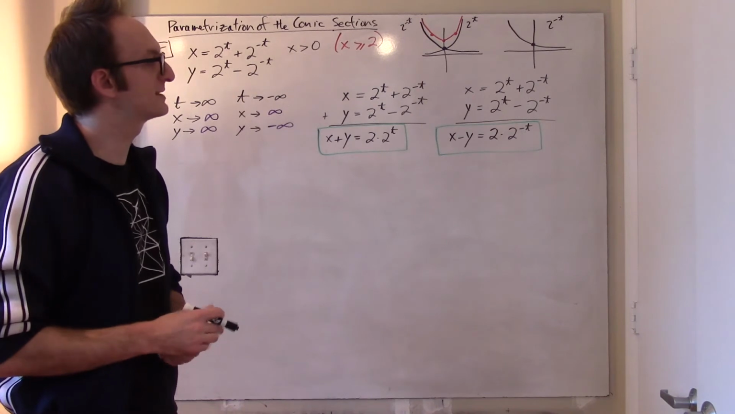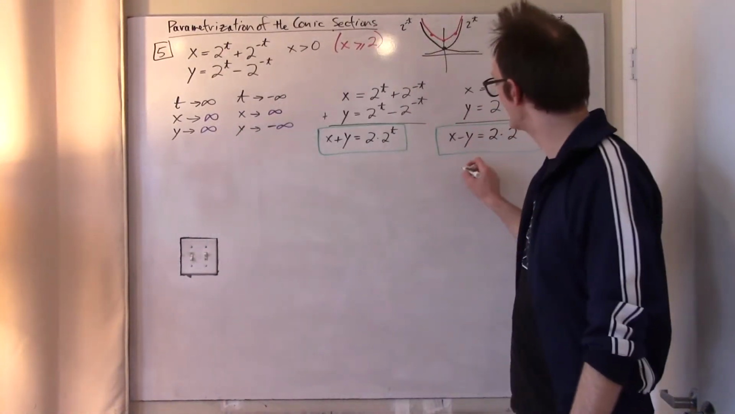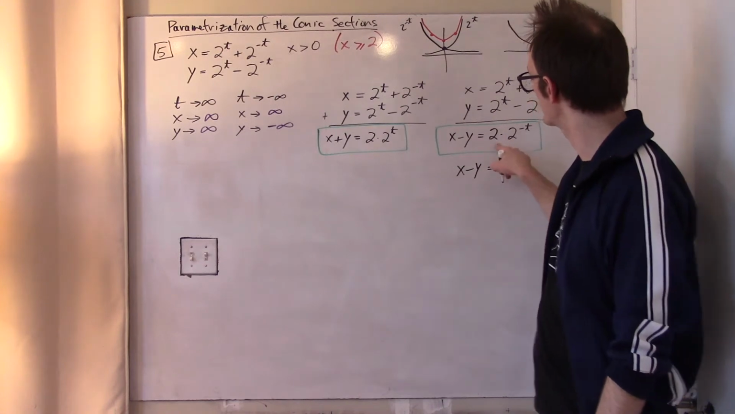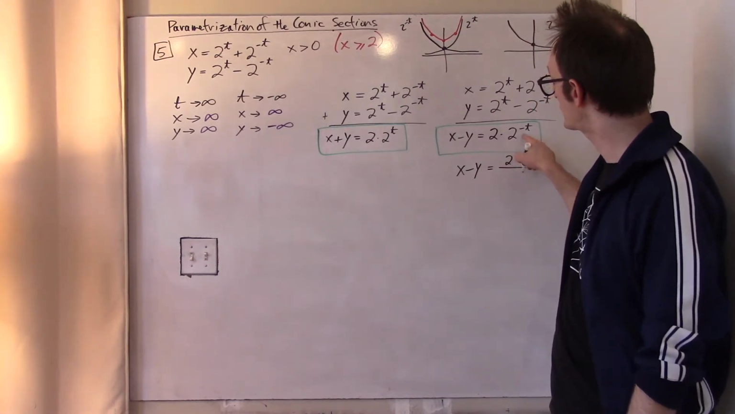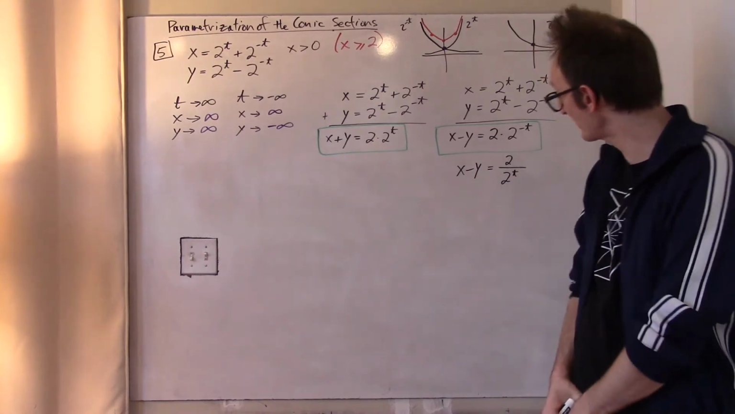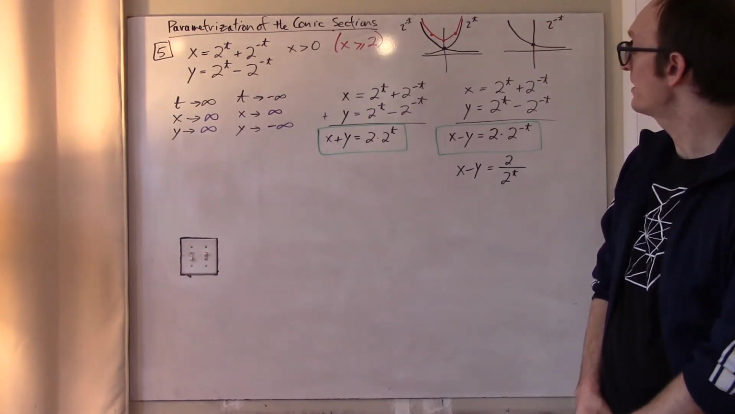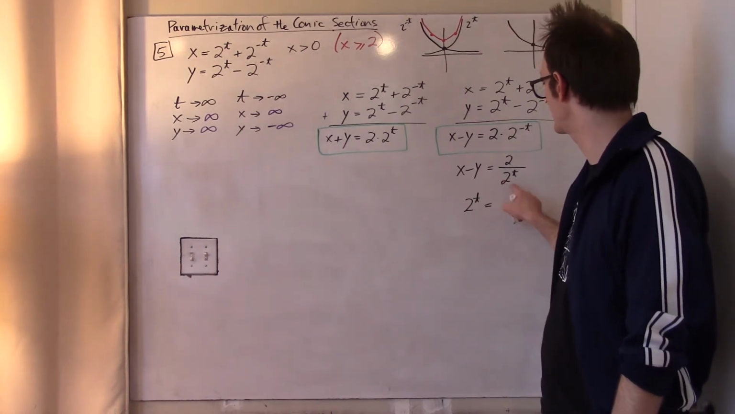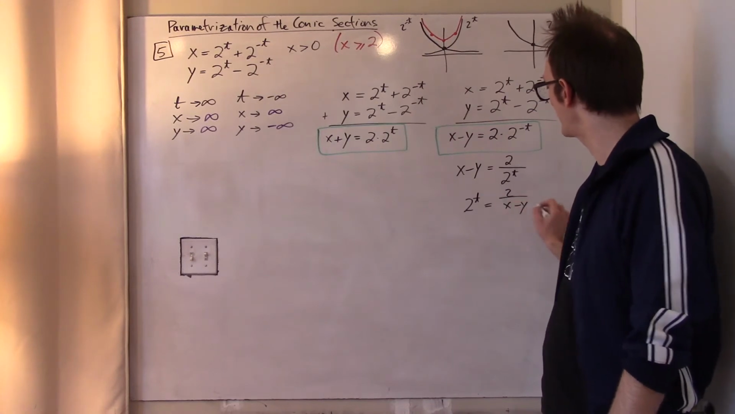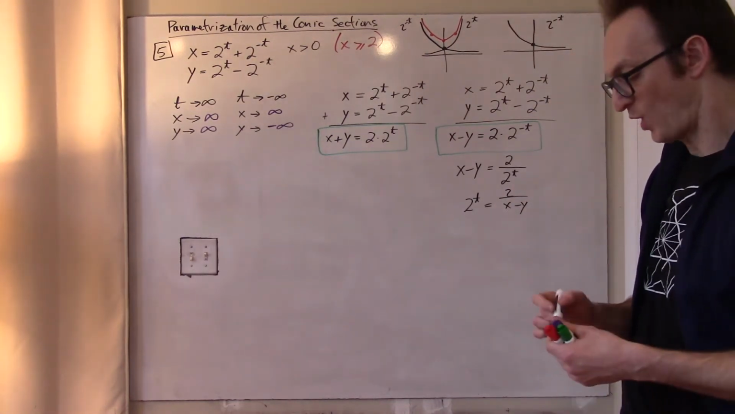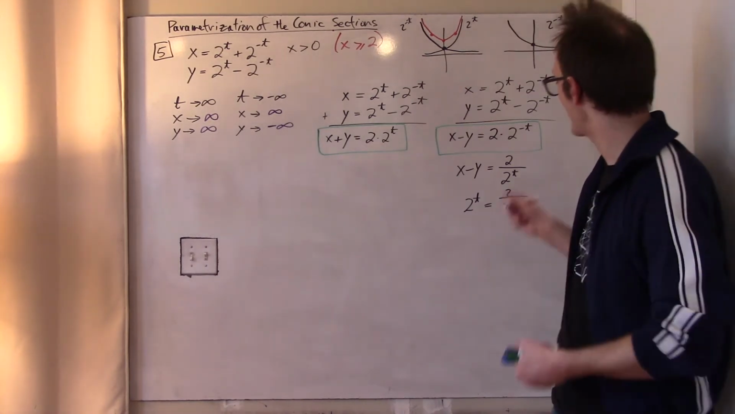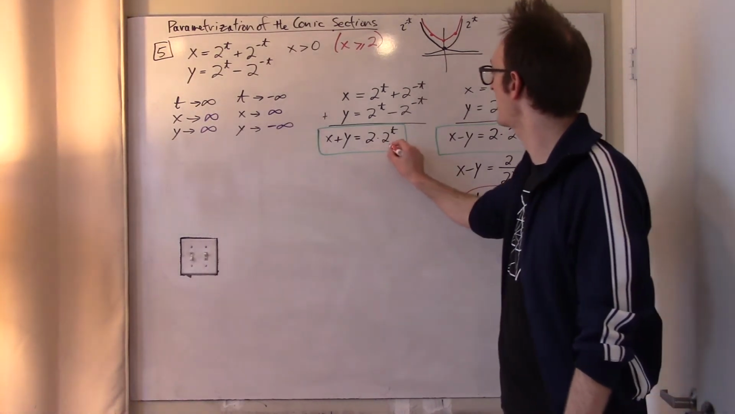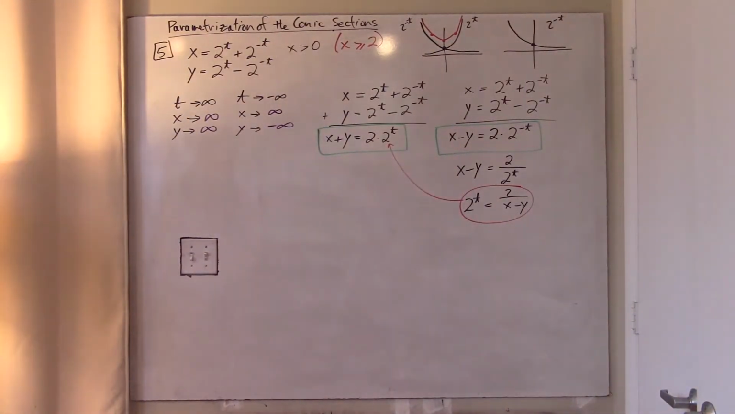Well, one thing you might conceivably do here is write this as x minus y equals, what is 2 to the negative t anyway? It's just 1 over 2 to the t. And if that's your idea, then I think I've got something now, right? Because then I can solve for 2 to the t. What is 2 to the t? It's 2 over x minus y. And if 2 to the t is 2 over x minus y, then can't I just take that and stick it in right here, and then I'll have no more t's. And yeah, you can totally do that. And if you do that, you're going to get the right answer.